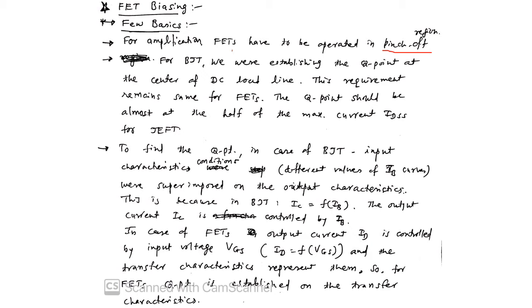Okay. For a BJT, the Q point, we know, has to be established at the center of the DC load line. Similarly, for FETs, the output current and output voltage are defined at the center of the maximum voltage. That means IDS, that is, the output current ID, should be equal to IDSS, that is the maximum current, right? When VGS is equal to 0. This is specifically for JFET.